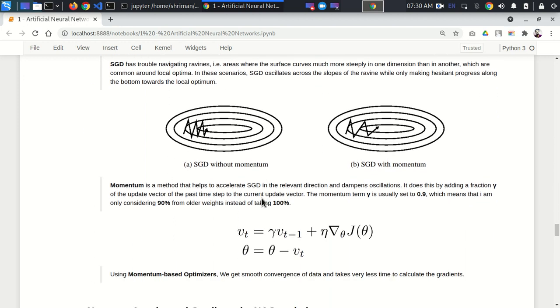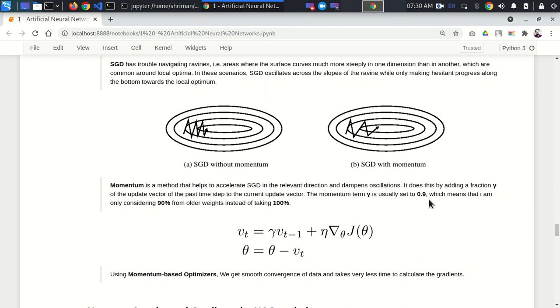So people have introduced the concept of momentum. Momentum is a method that helps to accelerate SGD in the relevant direction and dampens oscillations. Whenever you iterate with these things and converge all of those iterations into a local minima point, there is a huge possibility that it is taking a huge amount of time. So okay fine, try to introduce here a concept of momentum.